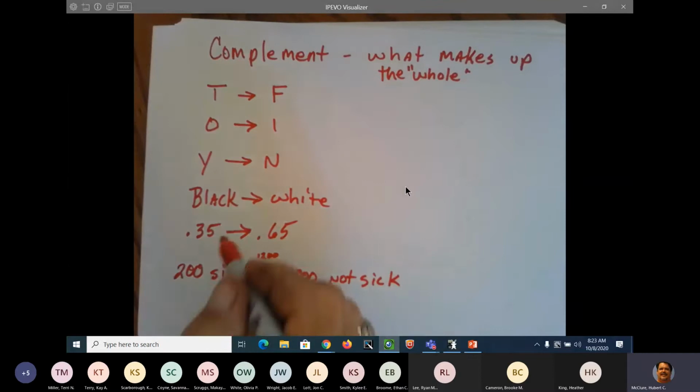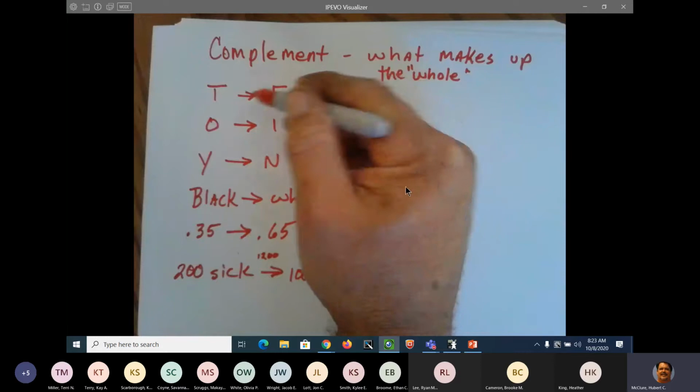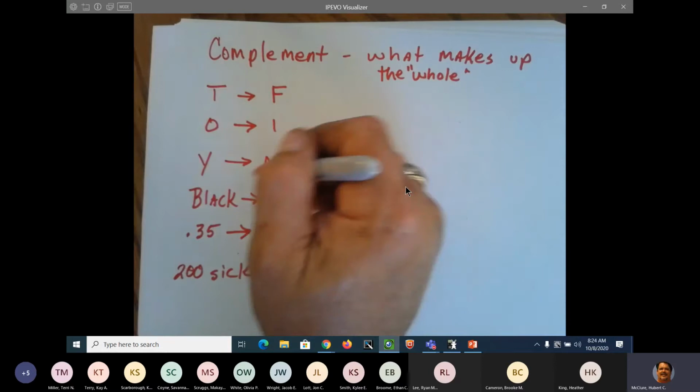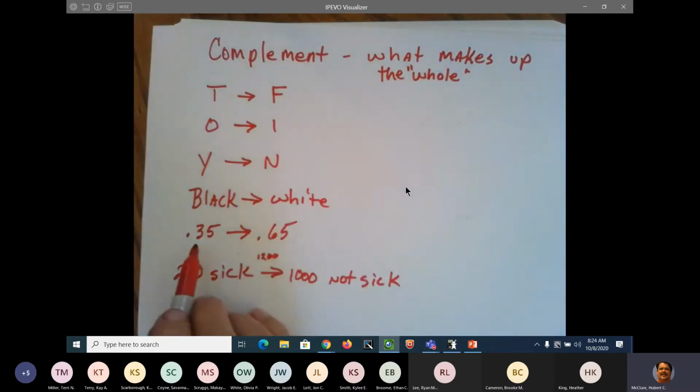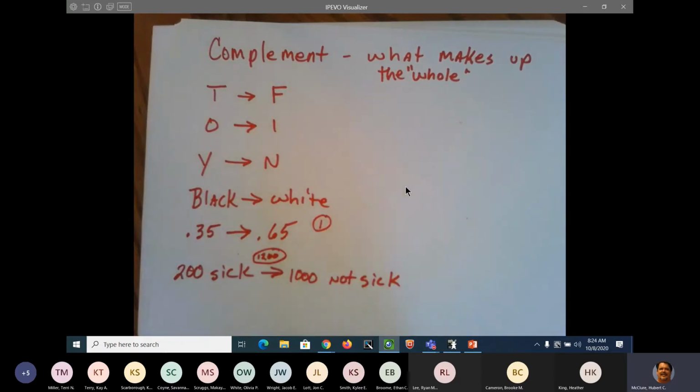There are 1, 2, 3, 4, 5, 6 examples of complement. Now, I don't know how else to show you what a complement is. It's always what makes up the whole. Whether you have a word, like true or false, 0 or 1, yes or no, black or white, or a total, the total here is 1, the total here is 1,200. The complement is what makes up the whole. You're going to be given a number, and you need to decide what makes up the whole.